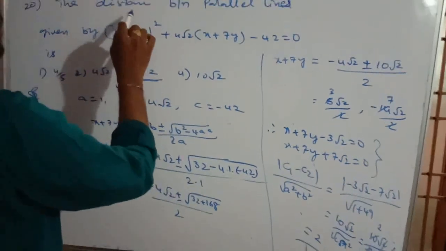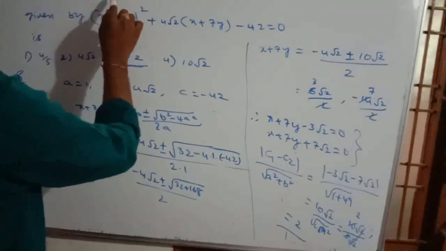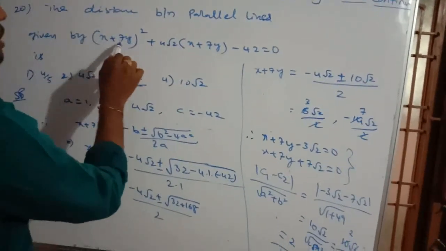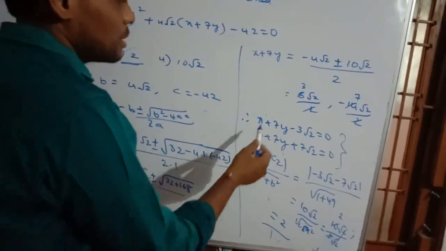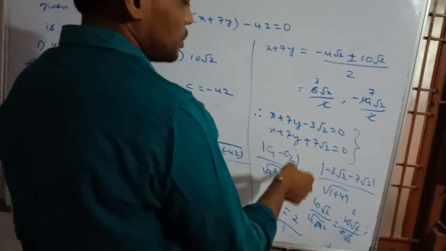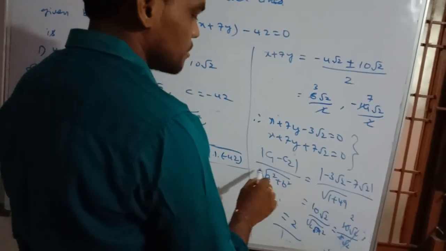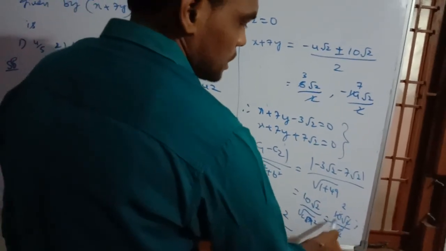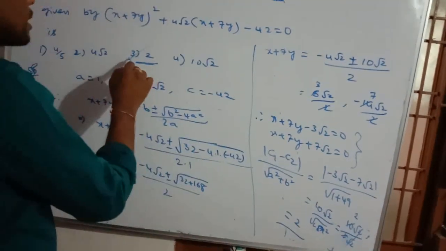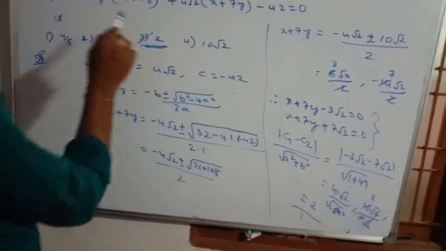Once again, I repeat, the distance between the parallels. That means comparing with x square plus bx plus c, now first we find factors, and these are parallel lines. Now the distance between the parallels formula is modulus of c1 minus c2 by root of a square plus b square. That means now the calculation part, and this is 2. Now the distance between parallels is 2. Now the third option. Okay.